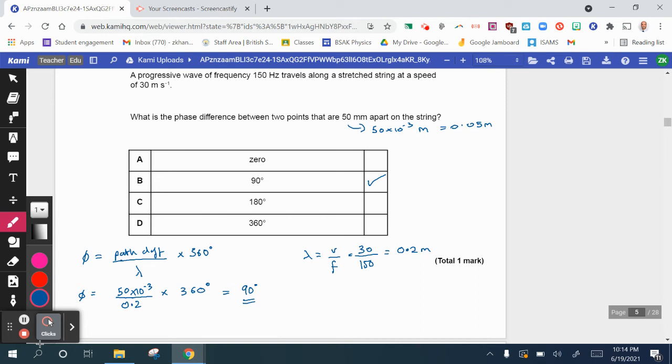Because that's in meters there, I'm going to put this into meters as well. That's actually 0.05 meters. So that there is 0.05 meters divided by the wavelength times 360. And these 2 points are 90 degrees out of phase. So these 2 points, which are this distance apart, are 90 degrees out of phase. So therefore, we've got that there.